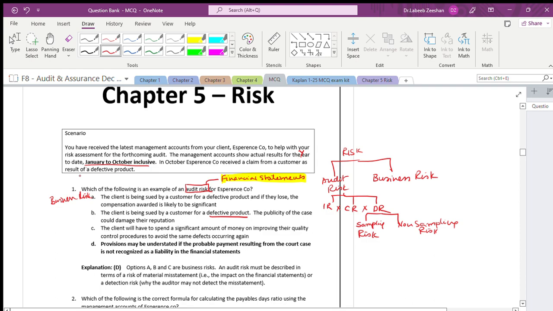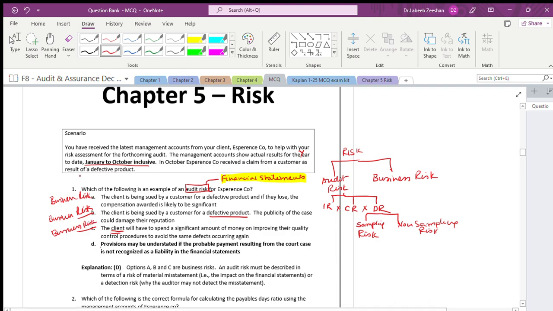The publicity could damage their reputation. Fine, it will have an impact on the business. The client will have to spend a significant amount of money. We are not concerned about the client. Money spent on improving the quality and control procedures to avoid the same defects is also related to business risk.